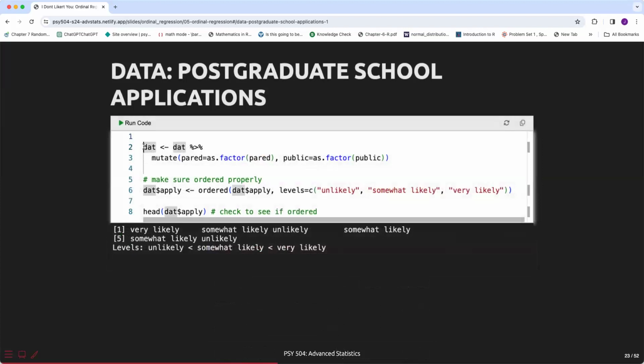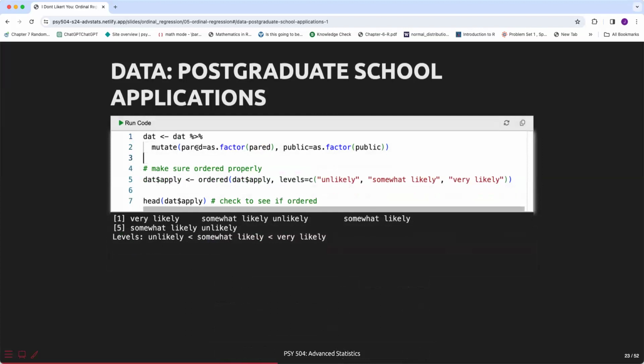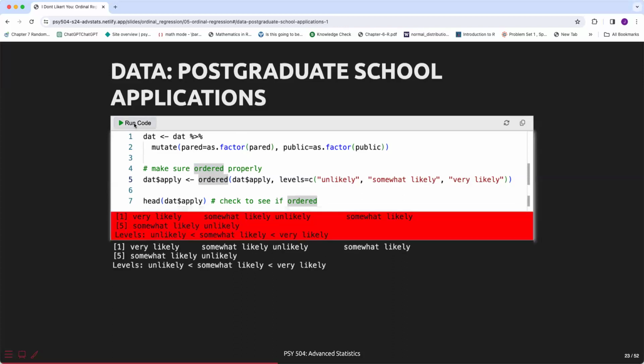We're going to have to do a few steps to clean up the data to make it usable for analysis. I am making sure that the parent education variable is a factor, as well as public. And we need to make sure that our data is ordered properly. There is a function in R called ordered that will order your data in the appropriate manner. Here we want to make sure that unlikely is first, then somewhat likely, and then very likely. It's very important that you check that these things are coded properly, because your interpretation is going to be skewed if it is not. We can see here that it goes from least to greatest, so we're good. Run that again, make sure it ran.